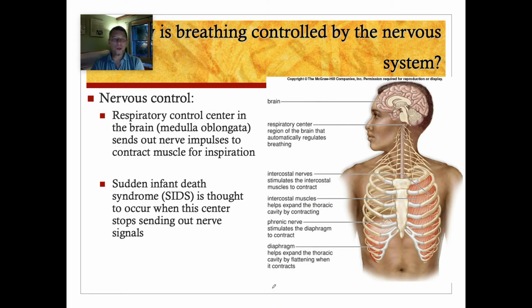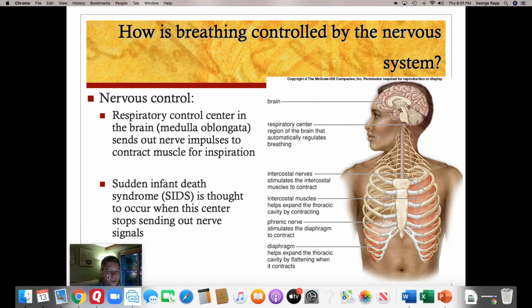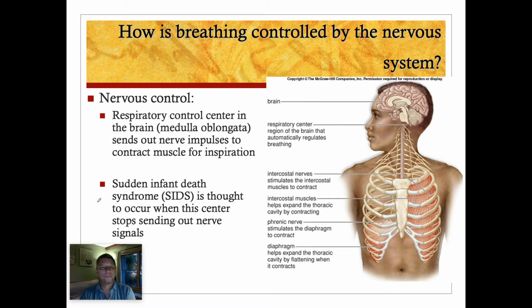Now, your breathing is controlled by the nervous system. So how is breathing controlled by the nervous system? Well, there's a great little diagram over here, and you can see the portions of the brain. The respiratory center is found in the brainstem, in a part of the brainstem called the medulla oblongata.